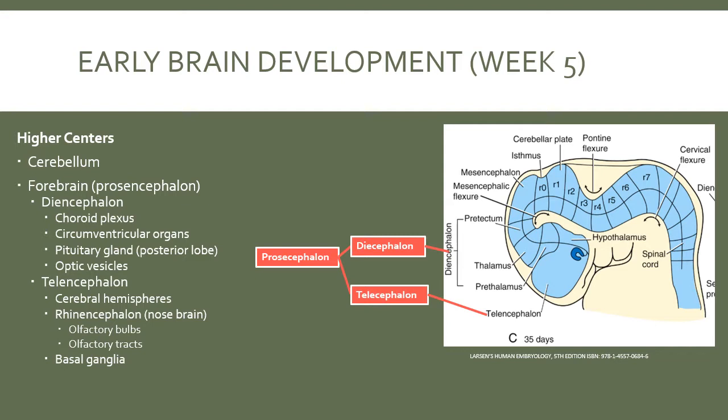Now, the diencephalon then goes on to form choroid plexus, as we talked about, which forms within all the ventricles, and what are called the circumventricular organs. They essentially secrete these sort of specialized chemicals and proteins into the cerebrospinal fluid. We won't go into them in detail, but that's their primary function. The diencephalon also goes on to form the pituitary gland, or at least part of it, the posterior lobe, and the optic vesicles. The telencephalon goes on to form the cerebral hemispheres, so those two large structures of the brain, and then the rhinencephalon, or nose brain, which are your olfactory bulbs and olfactory tracts. It also goes on to form the basal ganglia.